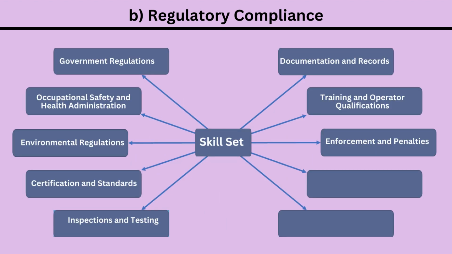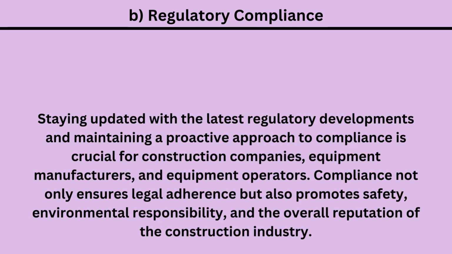Here are some key aspects of construction equipment regulatory compliance. 1. Government regulations. 2. Occupational Safety and Health Administration (OSHA). 3. Environmental regulations. 4. Certification and standards. 5. Inspections and testing. 6. Documentation and records. 7. Training and operator qualifications. 8. Enforcement and penalties. Staying updated with the latest regulatory developments and maintaining a proactive approach to compliance is crucial for construction companies, equipment manufacturers, and equipment operators. Compliance not only ensures legal adherence but also promotes safety, environmental responsibility, and the overall reputation of the construction industry.